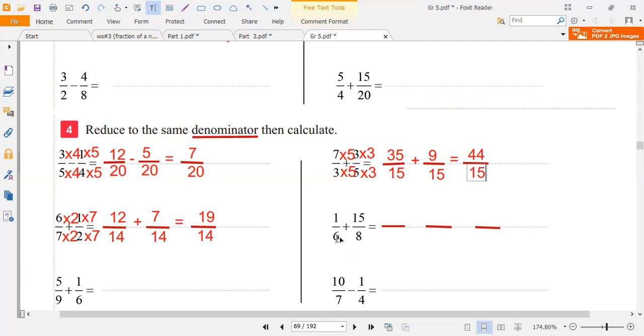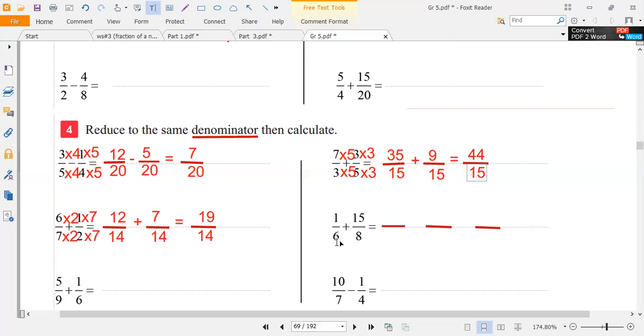Now we have 1 sixth plus 15 eighths. We cannot simplify the fractions. And 8 is not a multiple of 6. And they are not next to each other. So what we have to do? We take the greatest number. And we do 8 times 2. 8 times 2 is equal to 16.